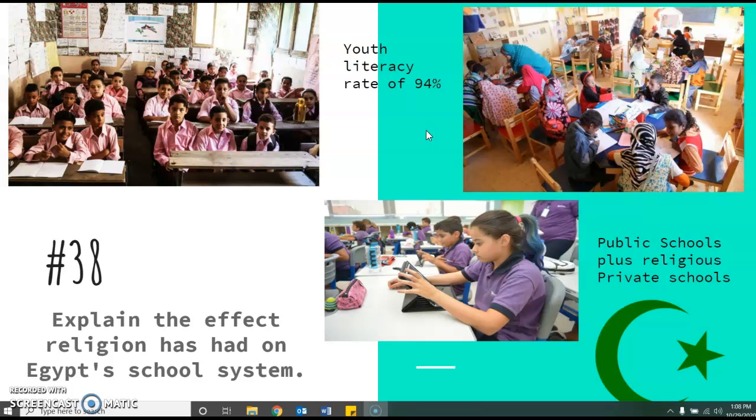Egyptian schools are very well run. They have a very high literacy rate for young people, and they have both public schools, like what we're used to, but they also have a lot of religious schools. That's another example of an effect that religion has had. They have a lot of private schools where they really push the Islamic religion, and many of those private schools also have religious instruction. So religion plays a really important part in all cultures, and it does the same in Egypt.